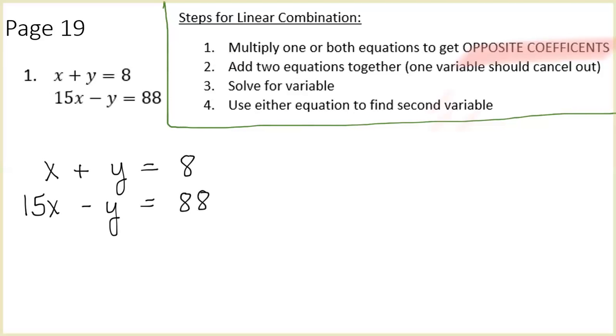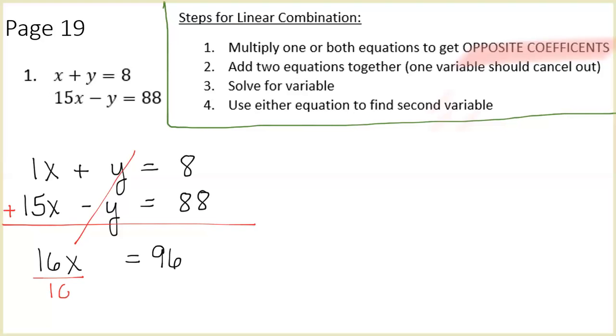All right, so we already have the opposite, so we can add. The y terms are going to cancel because they're opposite. So 1x plus 15x is 16x equals 8 plus 88. So take out your calculators. 8 plus 88 is 96. And then we're going to divide both sides by 16. And 96 divided by 16 is 6. So x equals 6.